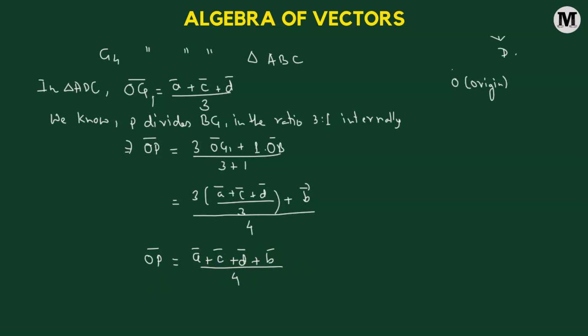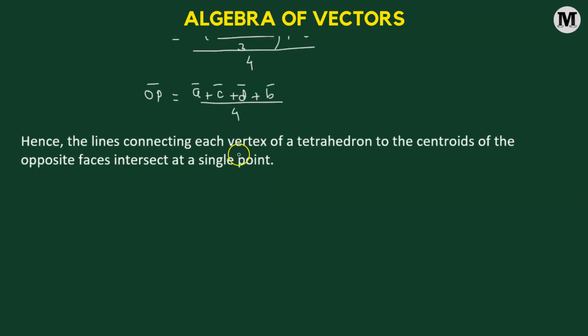Similarly, if we consider the other 2 faces of the tetrahedron, we can show that the position vector of the point P again comes out to be the sum of the position vectors of the 4 vertices of the tetrahedron divided by 4. Hence, the lines connecting each vertex of a tetrahedron to the centroids of the opposite faces intersect at a single point. Hence proved.